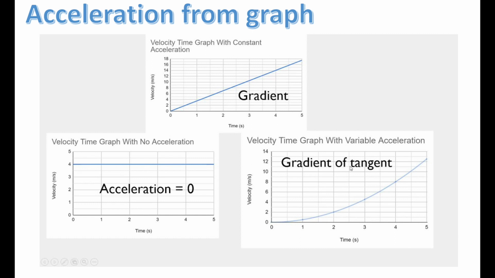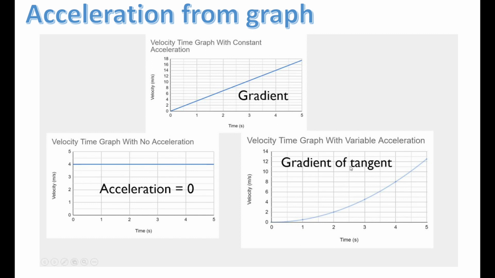Now for the second graph, bottom left corner, velocity is along the y-axis and time along the x-axis. But there is no slope for the graph. Slope equal to 0. That means acceleration is 0. Or we can say the object is undergoing uniform motion. There is uniform velocity.